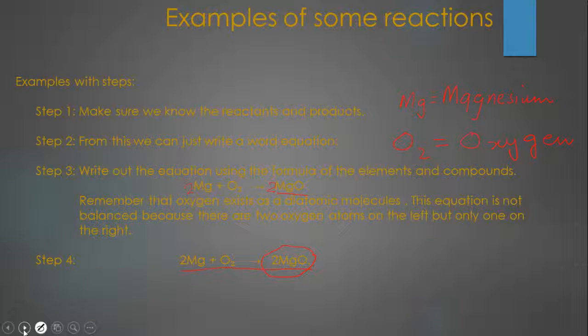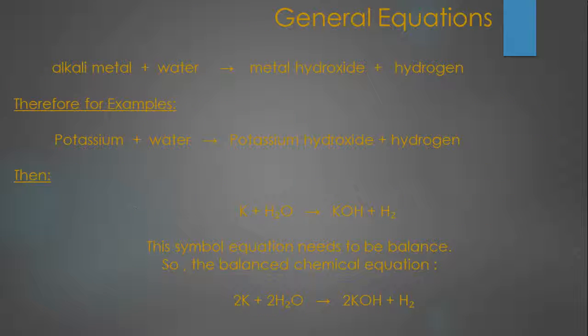Now let's move on to our next step, some general equations. This is one of the general equations: an alkali metal, like potassium, with water. It becomes metal hydroxide and hydrogen. An example of an alkali metal is potassium.